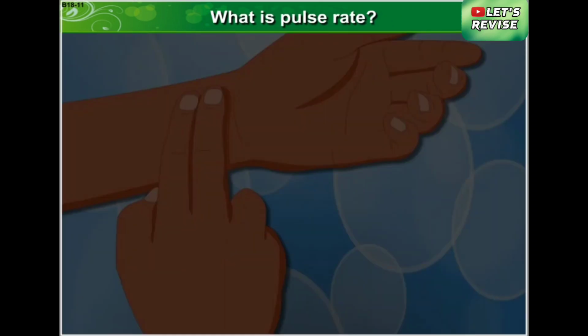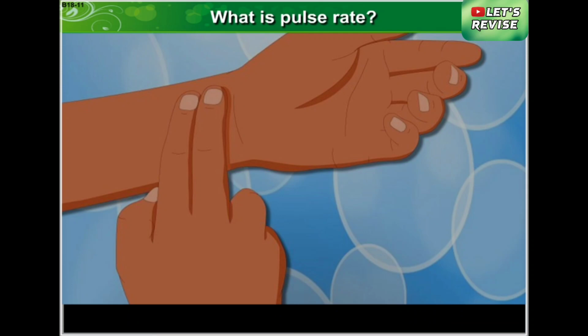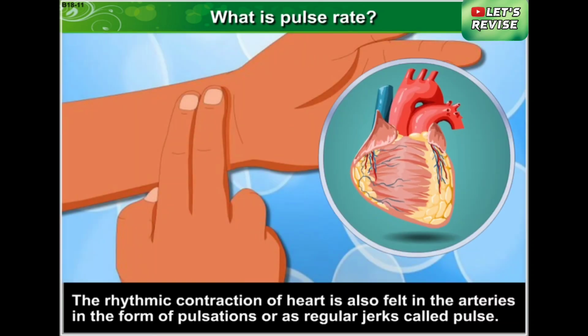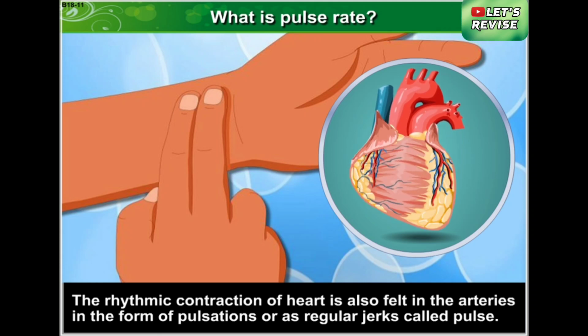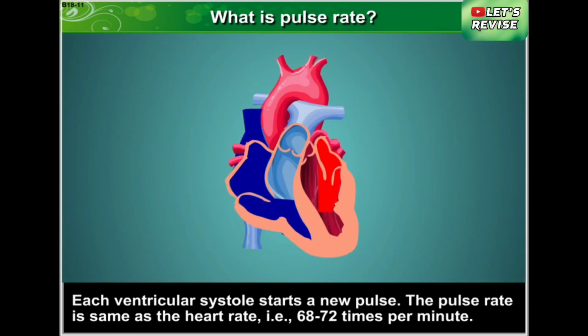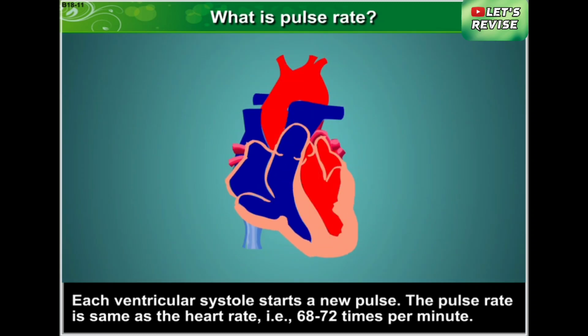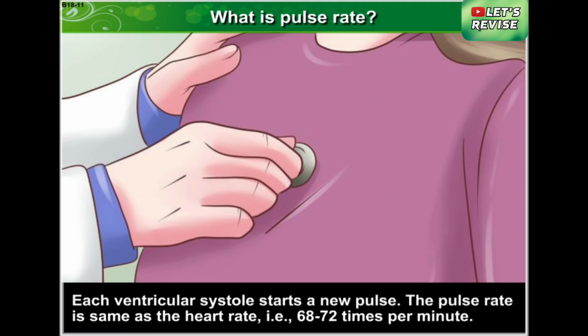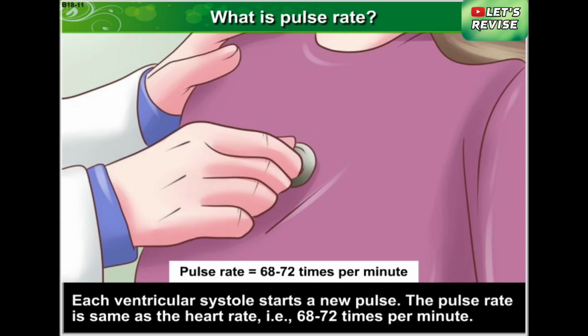What is pulse rate? The rhythmic contraction of the heart is also felt in the arteries in the form of pulsations or as regular jerks called pulse. Each ventricular systole starts a new pulse. The pulse rate is the same as the heart rate, that is 68 to 72 times per minute.